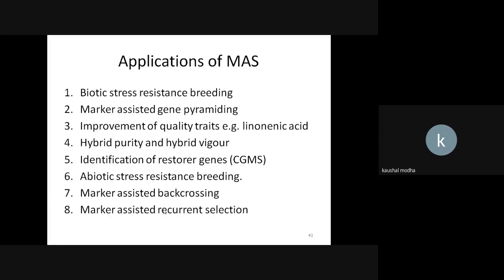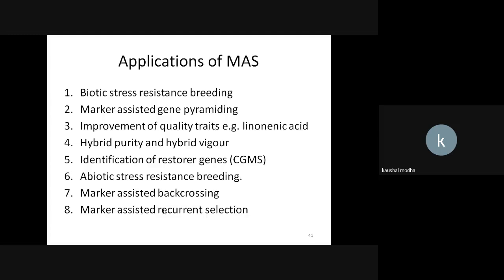These are the applications of marker assisted selection. You can incorporate markers in any breeding program, theoretically. Backcross, recurrent selection, pedigree, population improvement, any program. So we can use marker assisted selection for biotic stress resistance breeding, abiotic stress resistance breeding, marker assisted backcrossing, and marker assisted recurrent selection.